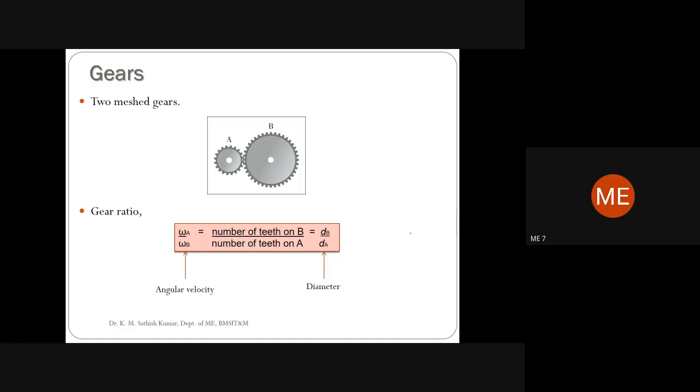Then this is about the gear ratios. Take two meshed gears, where you can understand the driver and the driven. The gear ratio can be expressed in terms of the ratio of angular velocity, or the ratio of the number of teeth, or the ratio of the diameters, that is the pitch circle diameter. For this simple combination, the ratio of the angular velocity of the driver to the angular velocity of the driven will be equal to ZB by ZA, which will be equal to the PCD of the driven divided by the PCD of the driver.